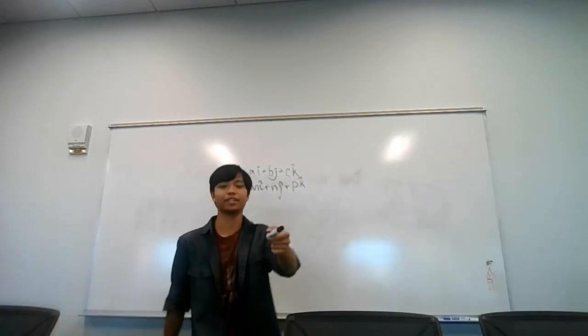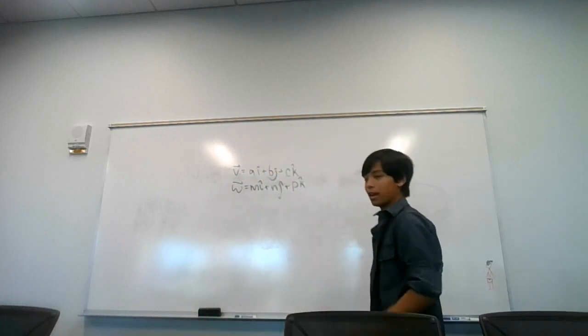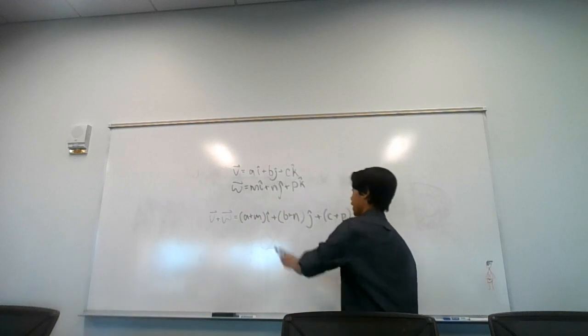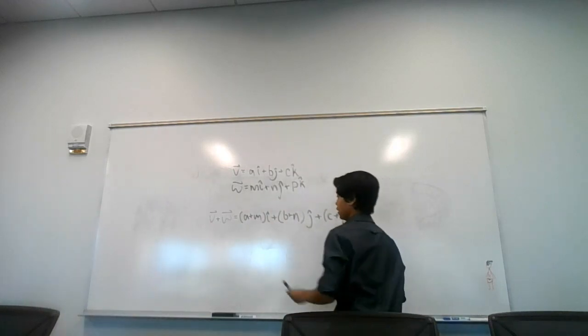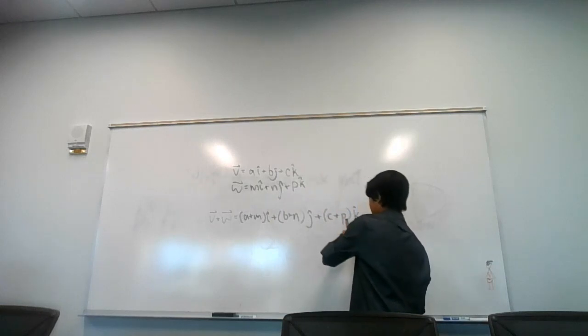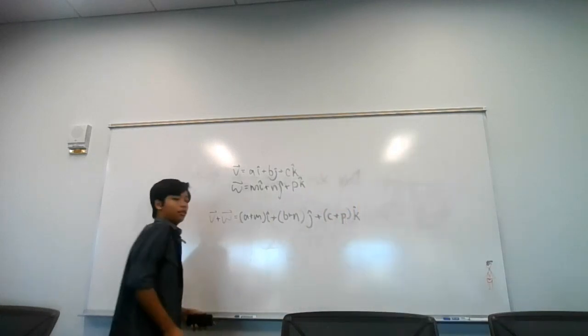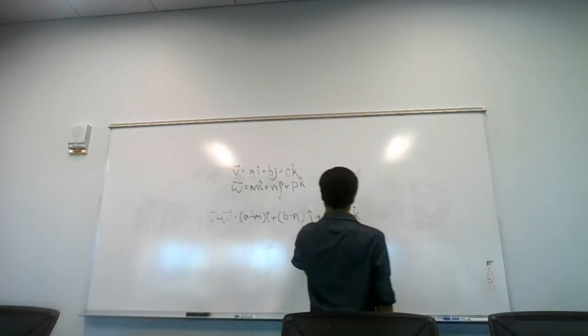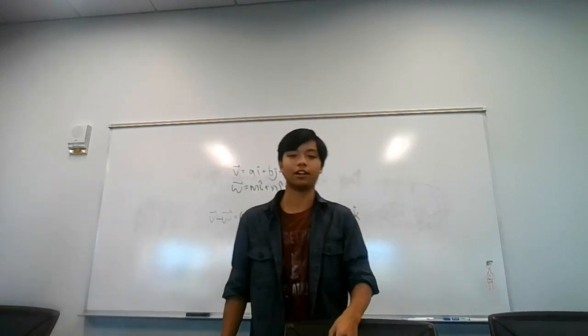Now, just for the sake of completeness, we're going to go over addition and subtraction. If we want to find the sum vector of v and w, what we want to do is add the components in their respective directions. So a plus m in the i hat, plus b plus n in the j hat, plus c plus p in the k hat. Now if we were to subtract them, we would basically do the same thing, but subtracting, of course.